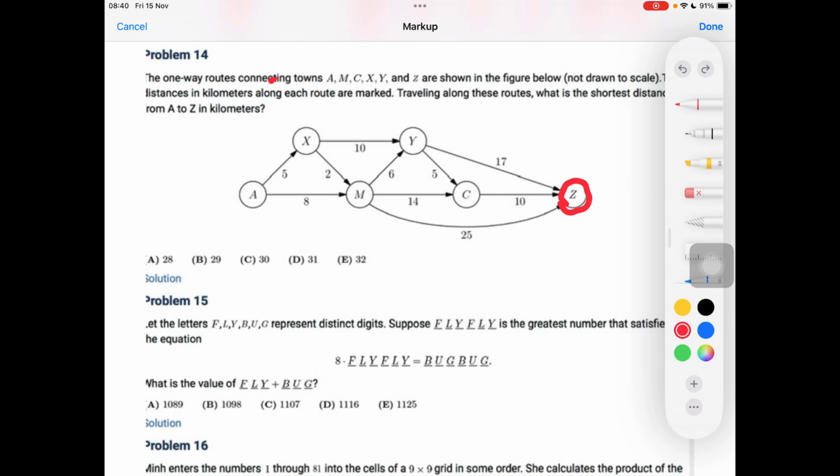Okay, so let's go to somewhere in the middle. Let's say, for example, we need to decide whether to go through M or Y. So in this case, we can make 7 and 6 and 5 and 10, let's say.